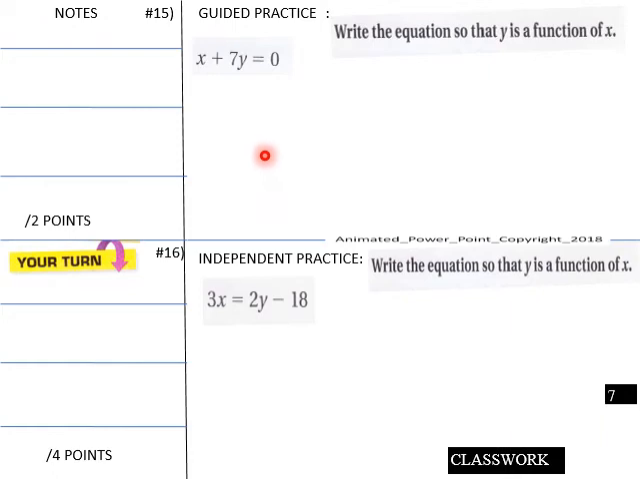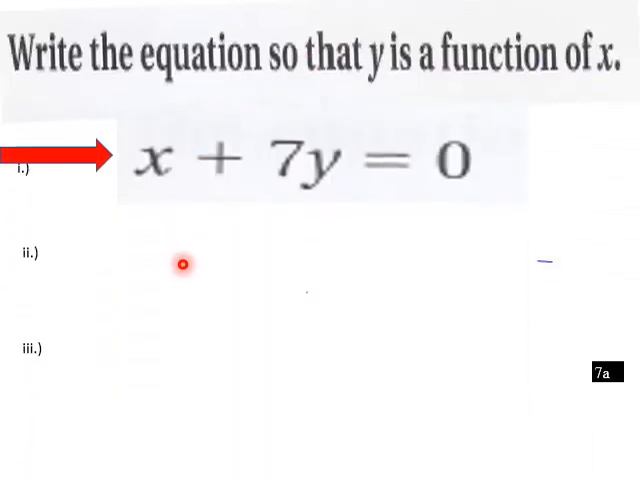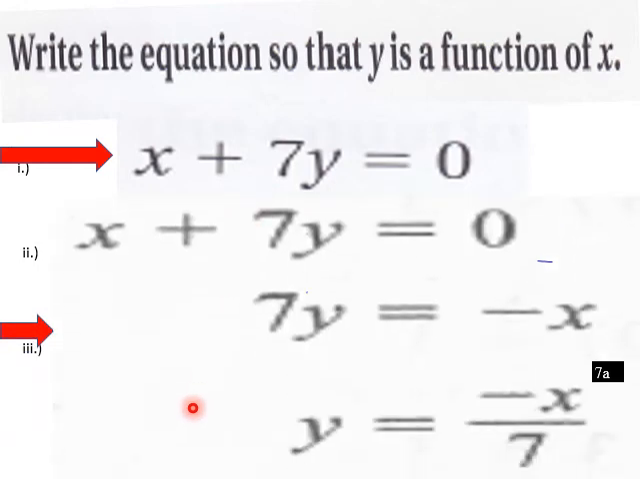And let's go into our guided. Students, write the equation so that y is a function of x. So we're going to do that here. Then you do the same thing down here with yours, students. Guided: write the equation so y is a function of x. x plus 7y equals 0.